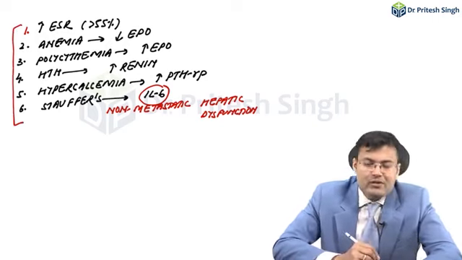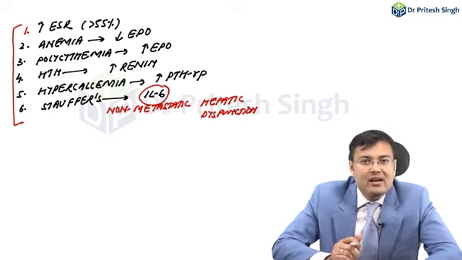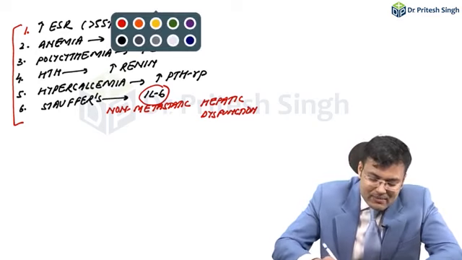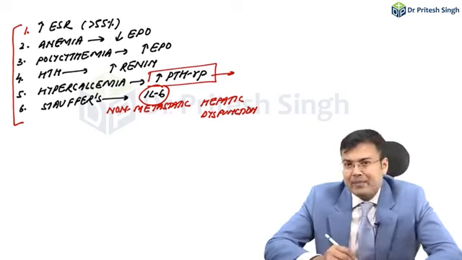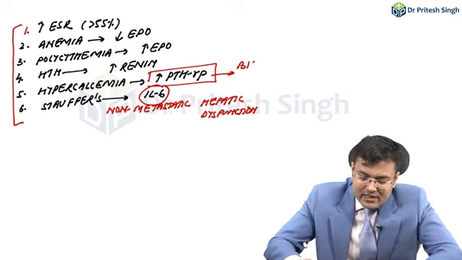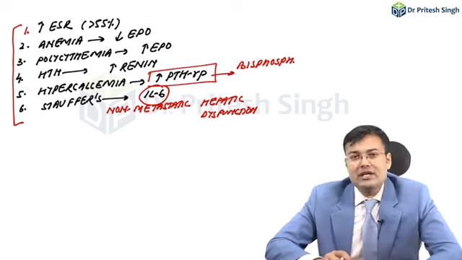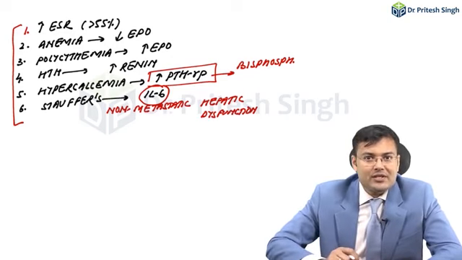Out of these, one question is asked: for which of the following paraneoplastic manifestations is only medical management sufficient? So medical management is curative or mainly used for hypercalcemia. And which agents are used? We are using bisphosphonates: alendronate, pamidronate, zoledronate. So these are the questions related to paraneoplastic manifestations.